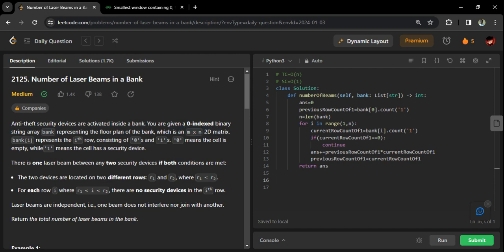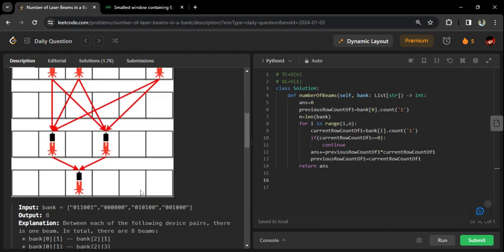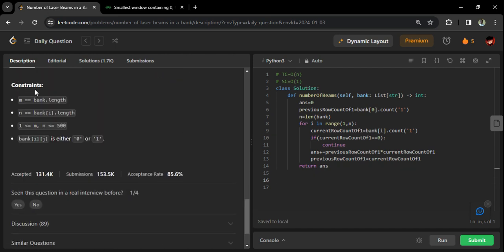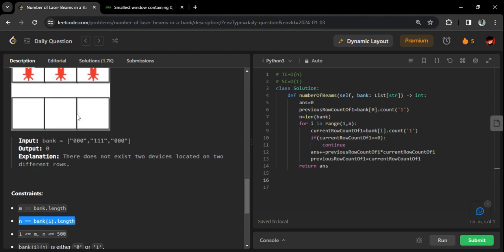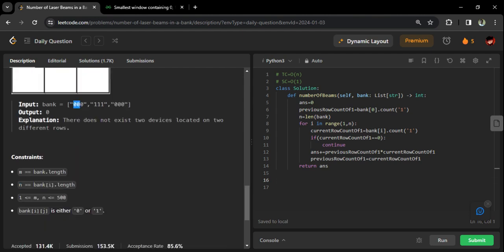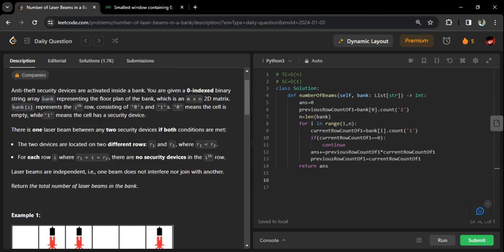When we say m into n 2D matrix, let us quickly see what are the constraints for m into n. As you can see, m and n are in the range of 1 to 500, both of them. M is going to be the length of the whole array, and n is going to be the length of each element. Remember it's a string basically, so the maximum possible length of this is also going to be 500. At the same time, the number of elements is also going to be at most 500. That is what they are trying to say.